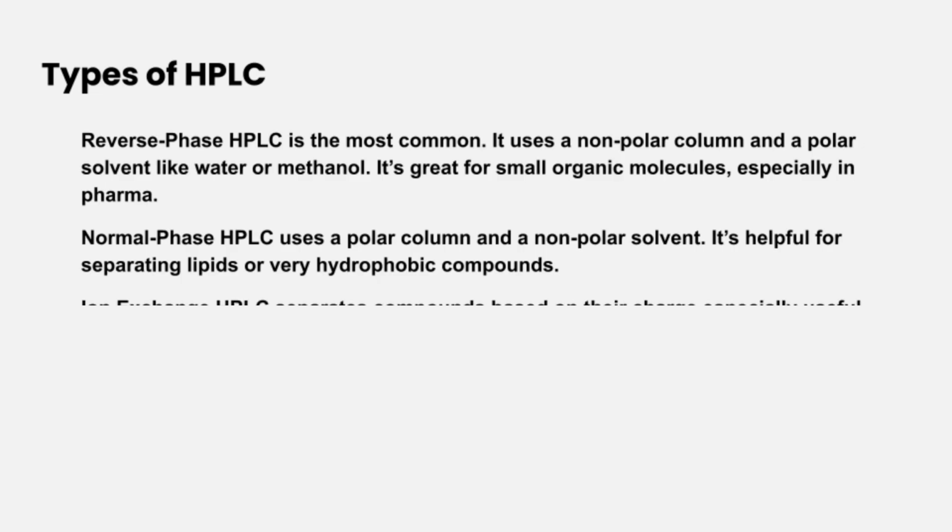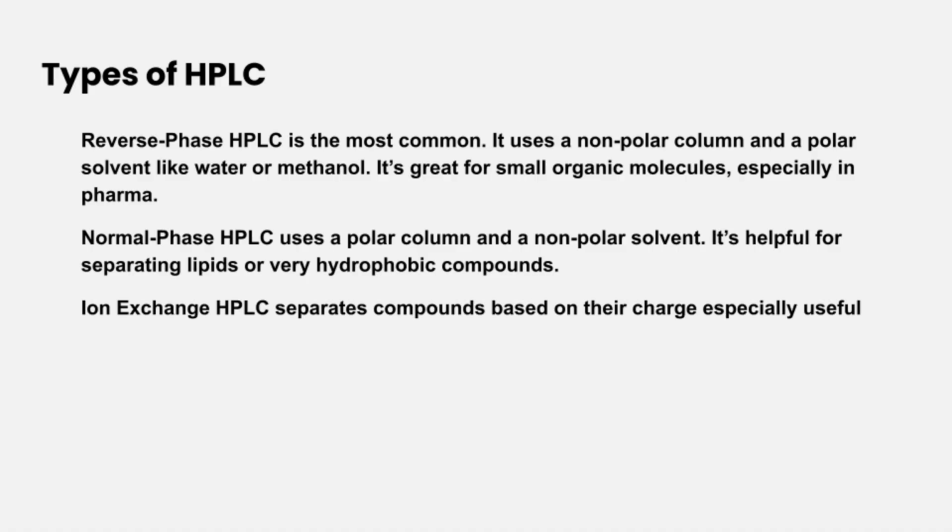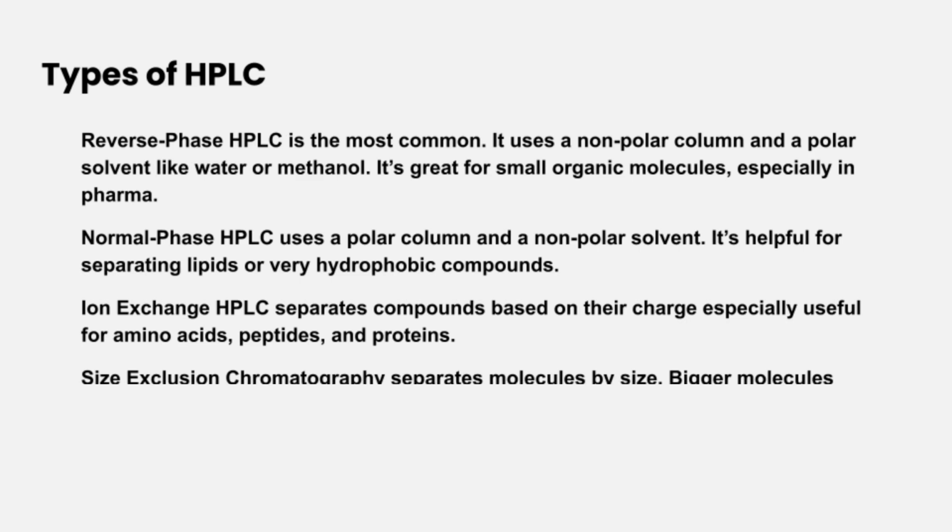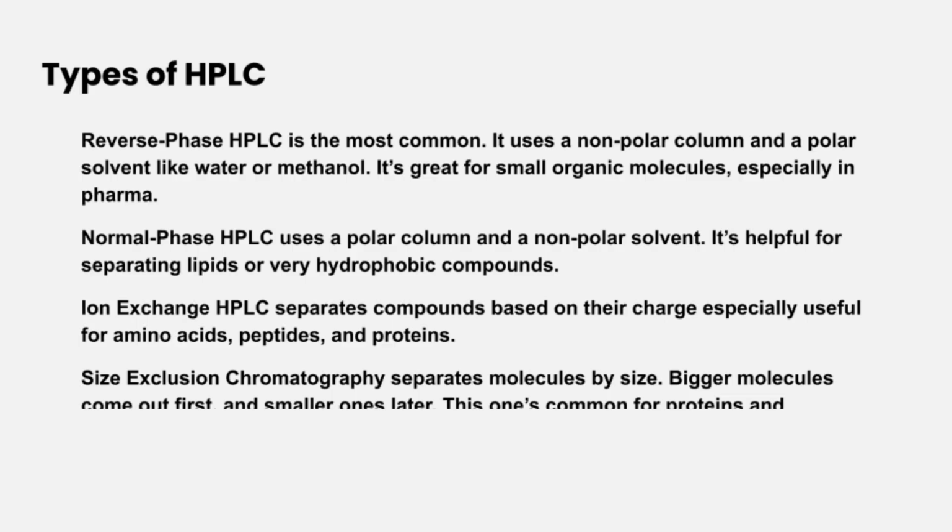Ion exchange HPLC separates compounds based on their charge. It is especially useful for amino acids, peptides, and proteins. And finally, size exclusion chromatography, which separates molecules by size. The bigger molecules come out first, and the smaller ones later. This is commonly used for proteins and polymers. So, depending on the chemistry of your sample, pick the method which gives you the best separation.